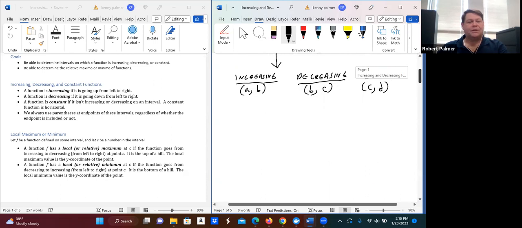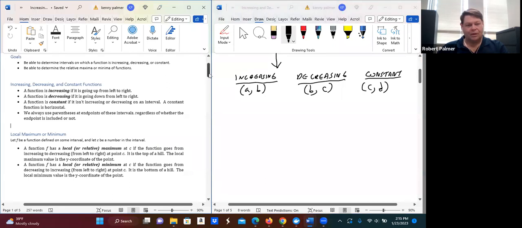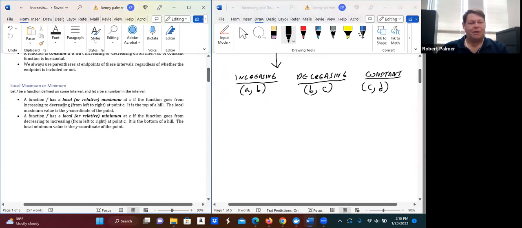Now, let's also discuss local maximum or minimum values. We say some function f has a local or relative maximum at some point C if the function goes from increasing to decreasing, from left to right, at point C. Basically, it's the top of a hill. The local maximum value is then the y-coordinate of that point. For the minimum, it's basically the reverse. A function has a local or relative minimum at C if the function goes from decreasing to increasing, from left to right, at that point. So it's the bottom of a hill, and the local minimum value is the y-coordinate at that point.